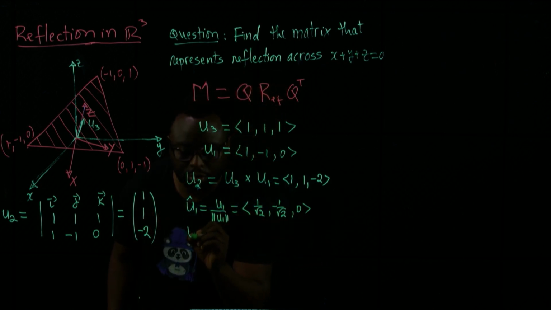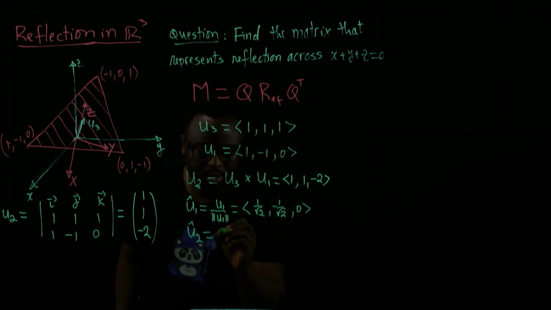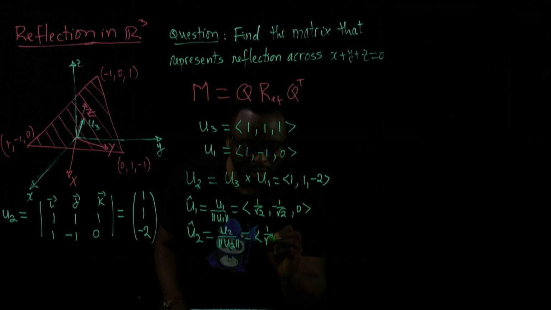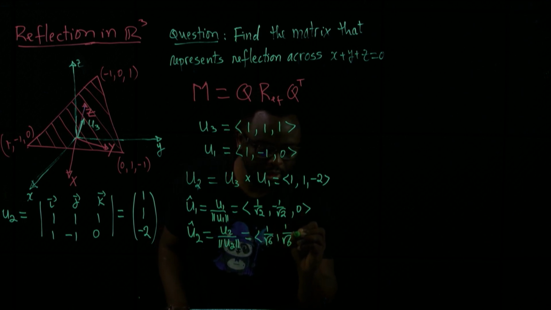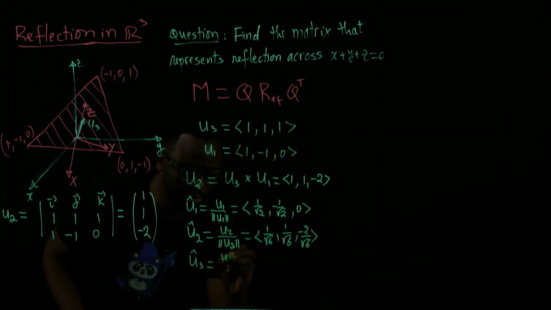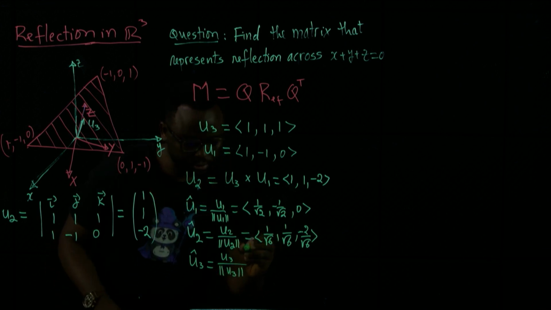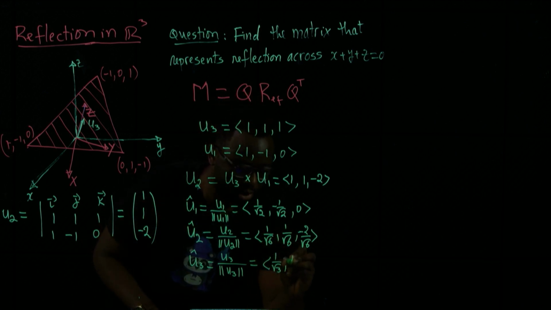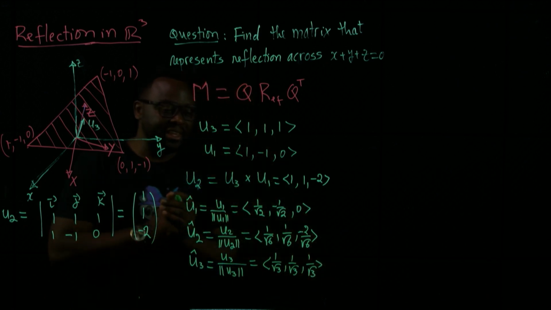Same for u2 hat, it is u2 over the norm of u2. This is 1 over root 6, 1 over root 6 and minus 2 over root 6. Third component, this is u3. u3 is 1 over root 3, 1 over root 3 and 1 over root 3. This is what we obtain, okay?